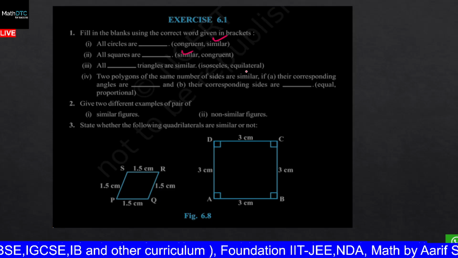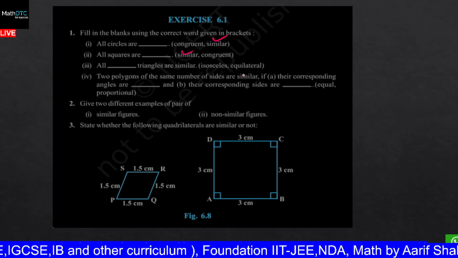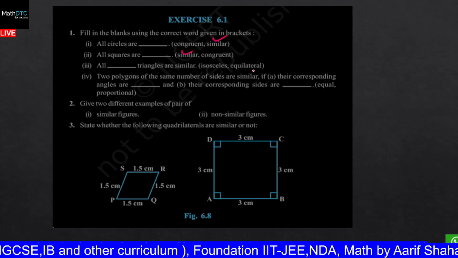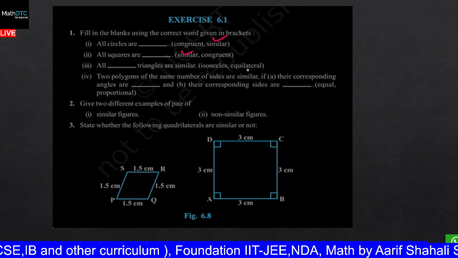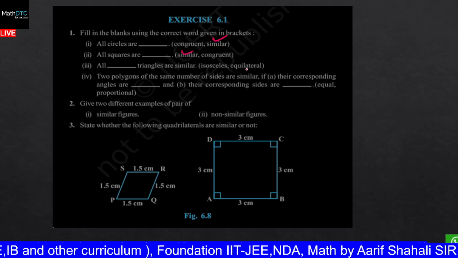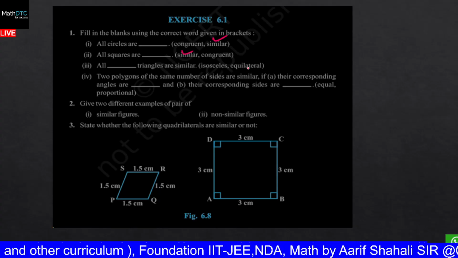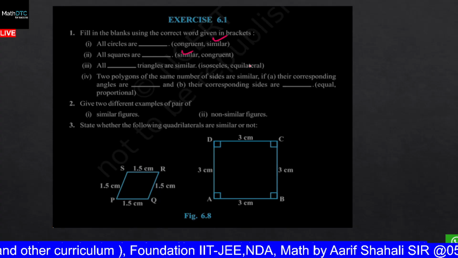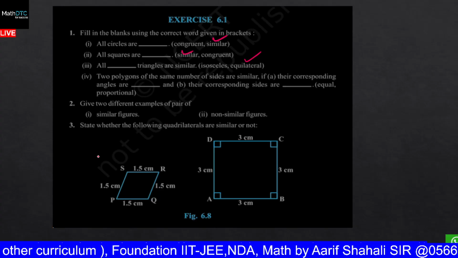Do you know the difference between equilateral and isosceles triangles? In equilateral triangles, all angles are equal to 60 degrees, but in isosceles triangles, we are not sure about the angles; only two angles are equal. We are not completely sure of their measurements. So all equilateral triangles are similar. Come to the next.